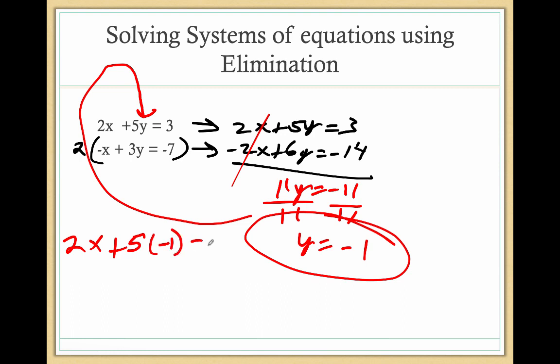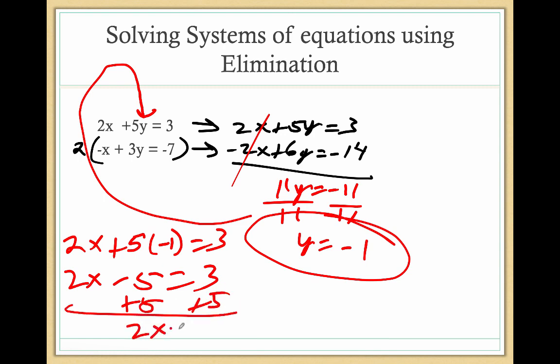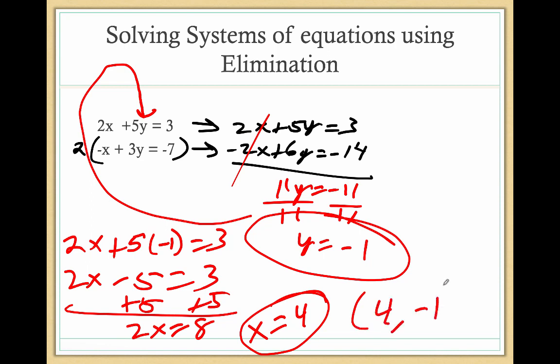5 times negative 1 equals 3. 2x minus 5 equals 3. Add 5, add 5. 2x is 8. X is 4. So I get my ordered pair of 4, negative 1, and we're good to go.